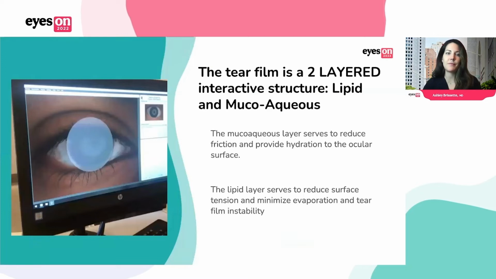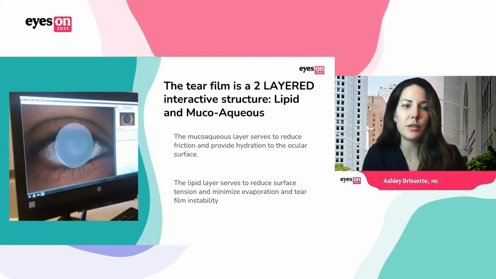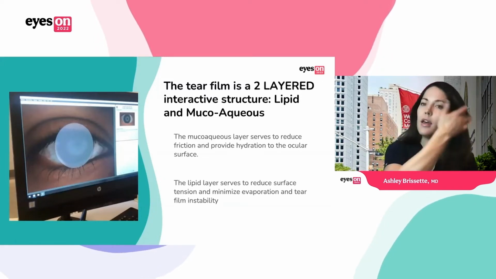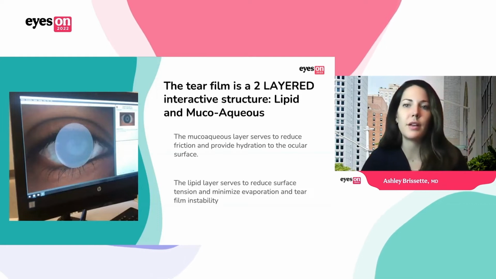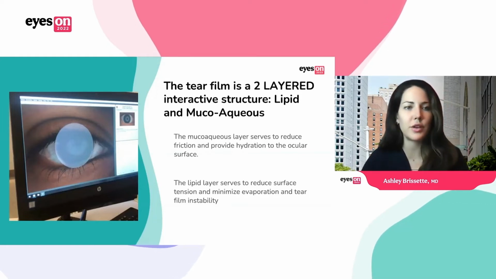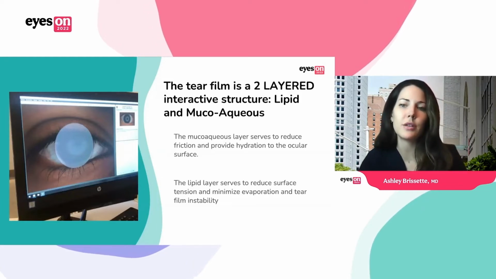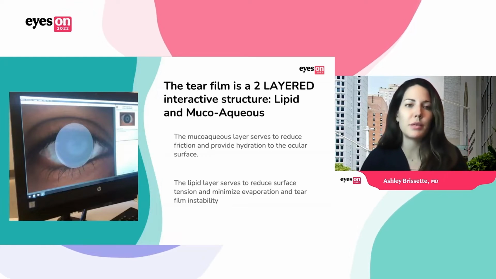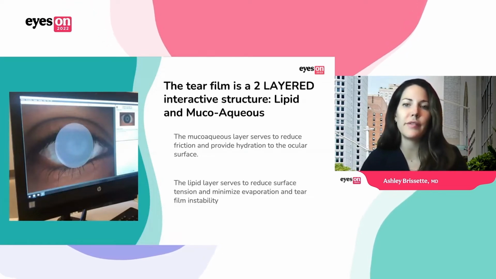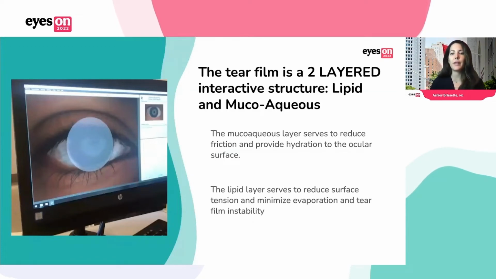This is some new information that we have about the ocular surface and the tear film. So in the TFOS DEWS II publication from 2017, they really started to rethink about the tear film as being a two-layered interactive structure that has both a mucus layer and an aqueous layer that are somewhat combined. And the mucoaqueous layer serves to reduce the friction and also helps to provide hydration to the ocular surface. And then lastly, the lipid layer serves to reduce the surface tension and also minimize evaporation and tear film instability.